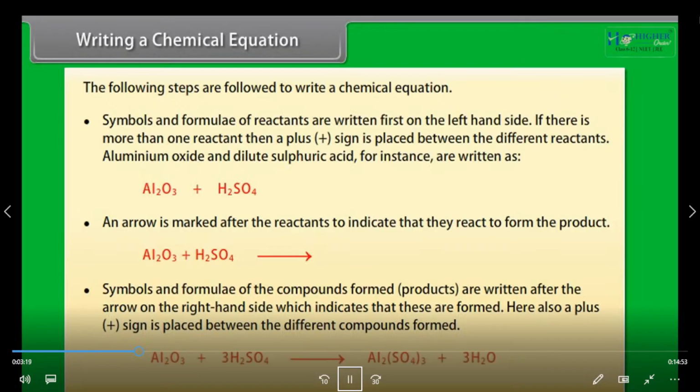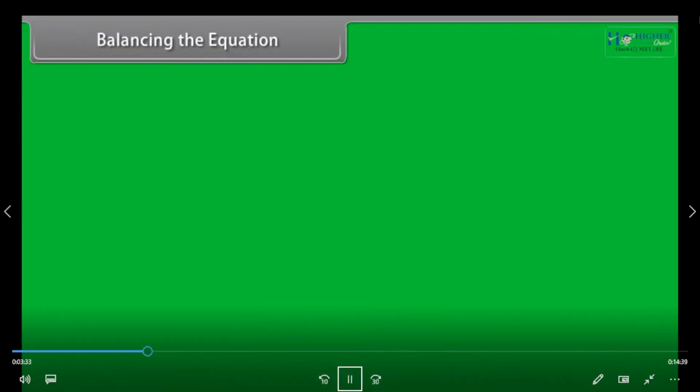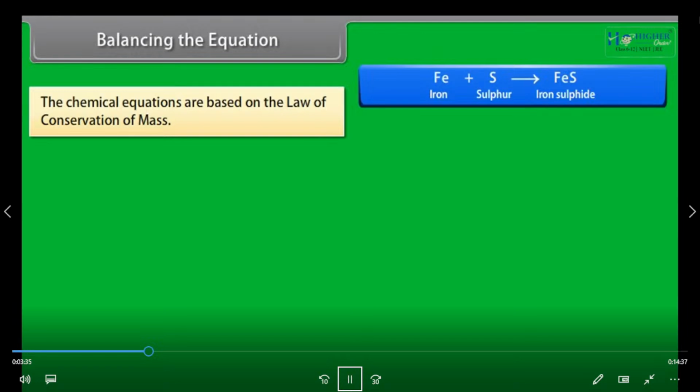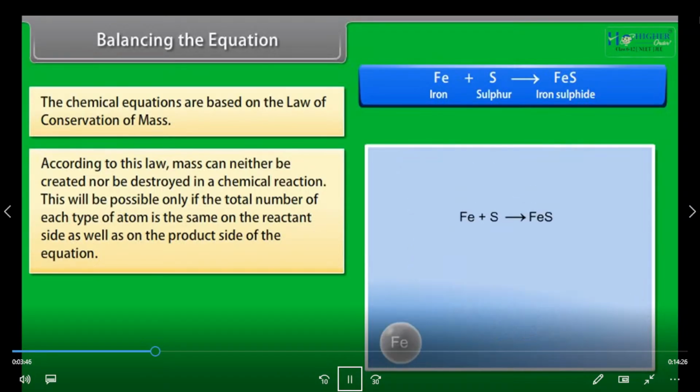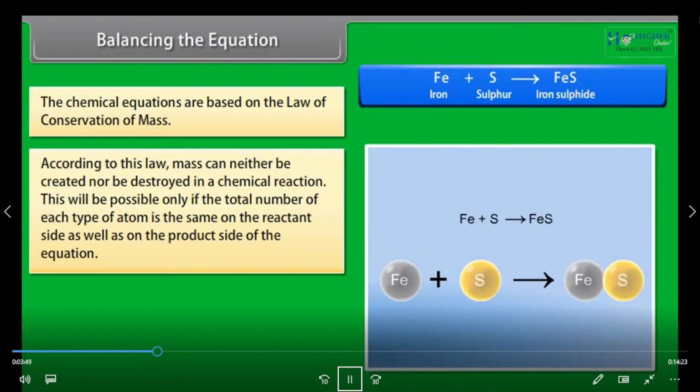For example, Al2O3 plus 3H2SO4 gives Al2(SO4)3 plus 3H2O. Balancing the equation. The chemical equations are based on the law of conservation of mass. According to this law, mass can neither be created nor be destroyed in a chemical reaction. This will be possible only if the total number of each type of atom is the same on the reactant side as well as on the product side of the equation.